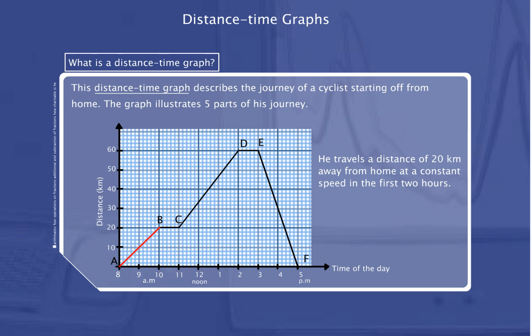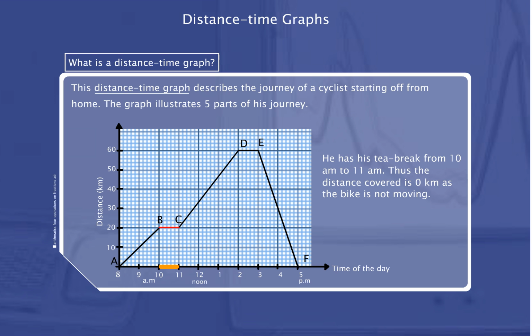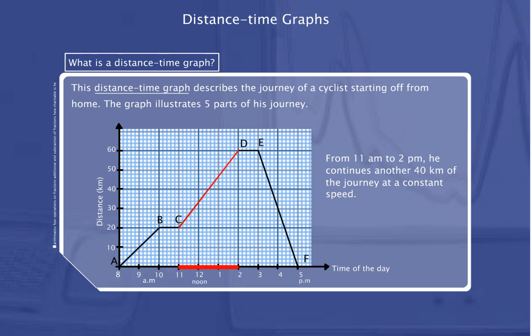He travels a distance of 20 kilometers away from home at a constant speed in the first 2 hours. He has his tea break from 10 a.m. to 11 a.m. Thus, the distance covered is 0 kilometers as the bike is not moving. From 11 a.m. to 2 p.m., he continues another 40 kilometers of the journey at a constant speed. He then takes a lunch break from 2 to 3 p.m. Thus, the distance covered is 0 kilometers, as the bike is not moving.